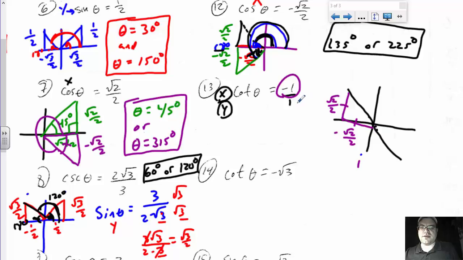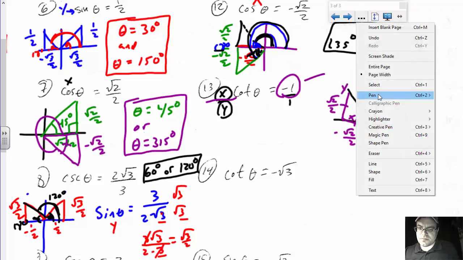Negative 1, which is what I wanted. Okay? Because this is going to be the x over the y, and that's what cotangent is. It's x over y. Over here, I'll have positive root 2 over 2 and negative root 2 over 2 here. X divided by y will also give me negative 1.